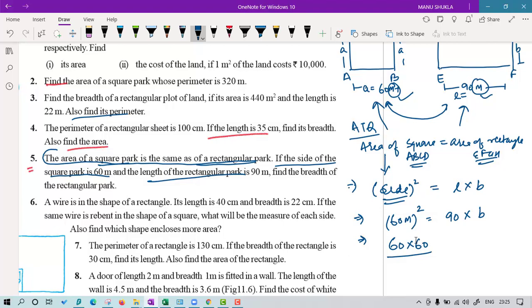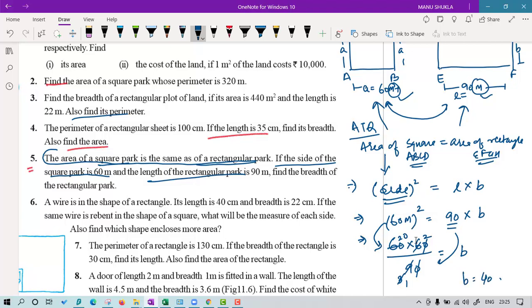So I have written it as 60 into 60. This 90 will come in the denominator and that is equal to B. Now you can see the zeros cancel, 3 nines are 9, 3 twos are 6, 3 ones are 3, 3 twenties are 60. So 2 into 20 is 40. The breadth is equal to 40 meters.